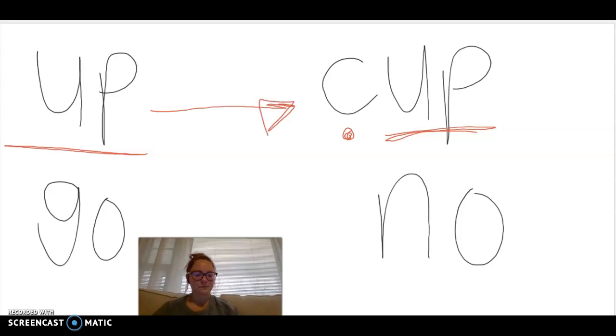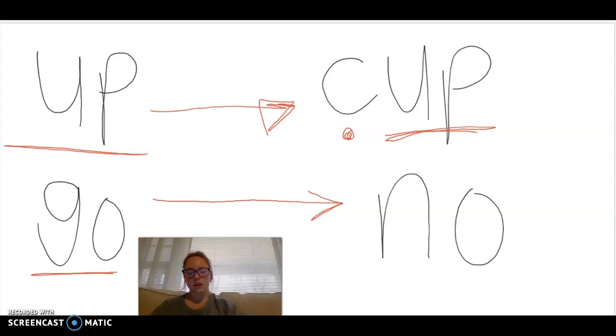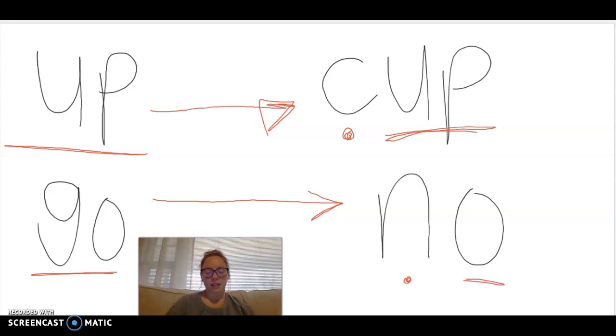Let's look at the next one. G-O. What word is that? That is the word go. If we know G-O spells go, then let's look and see if we can figure out this new word. We still have the O at the end, and we just have a new beginning sound. What sound does that letter make? That is an N, and N says N. N-O, no.